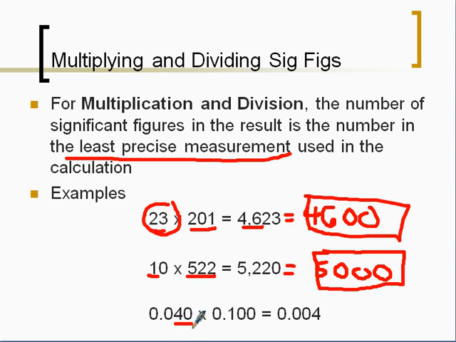Here I have 0.040. This 4 and 0 are significant, so 2 sig figs. Here I have 0.100. These 3 numbers are significant. So in my answer, I'm only going to have 2 sig figs. But when I'm multiplying in your calculator, this comes up. So the correct way to answer this, since you have to have 2 sig figs, is you're actually going to put a 0 there. And that will be the correct answer, 0.040. All right, I hope this helps you out.